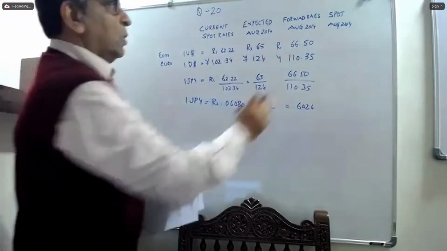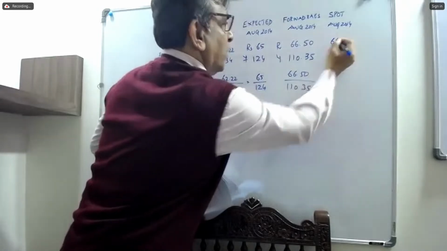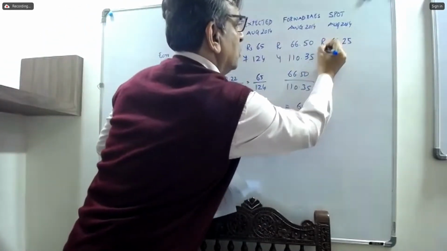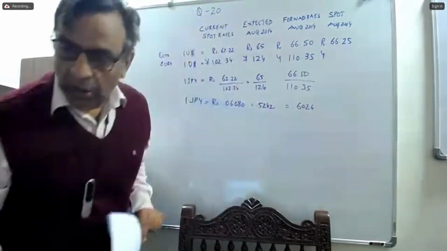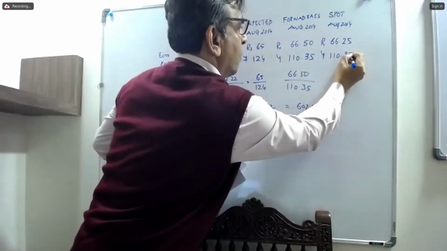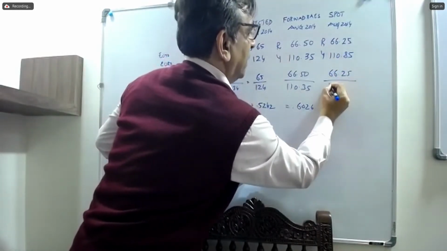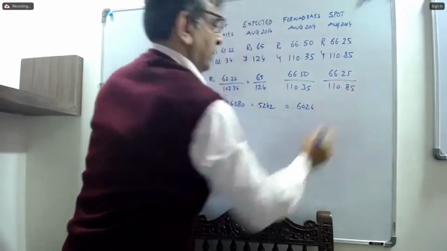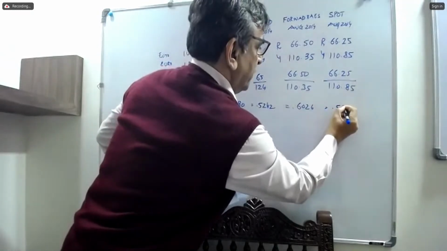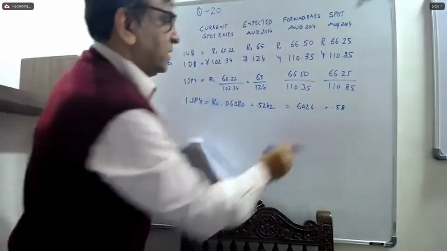Now the spot rate, we know it is 66.25 rupees, and yen would be 110.85. So this will be 66.25 divided by 110.85, which will be 0.5977.